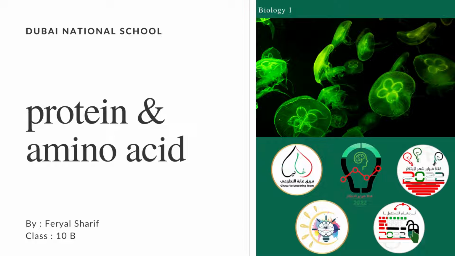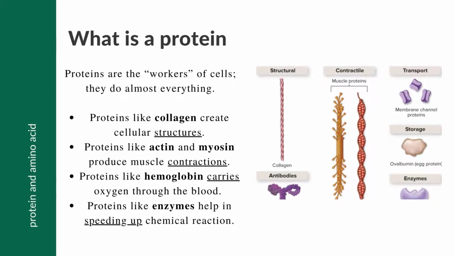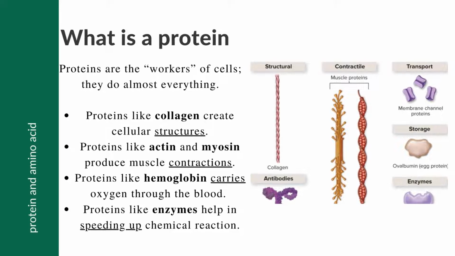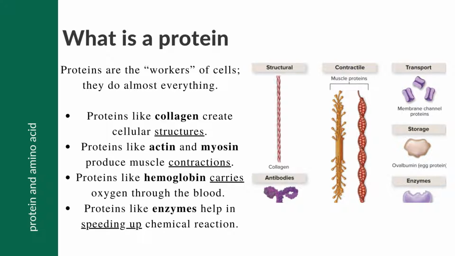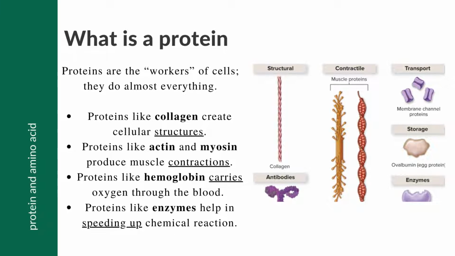Today I will be discussing the topic of proteins and amino acids. What is a protein, you might ask? Well, it is basically the workers of the cell. They do almost everything. Naturally occurring, extremely complex substances that consist of amino acid residues joined by peptide bonds. Examples of proteins are collagen that creates your cellular structure, actin and myosin that produce muscle contractions, and also enzymes that help in speeding up chemical reactions.